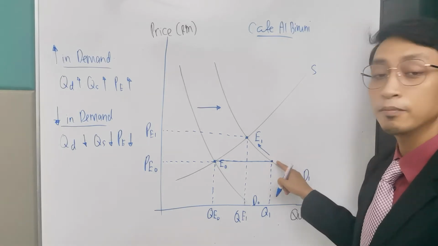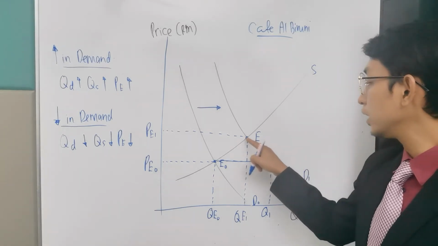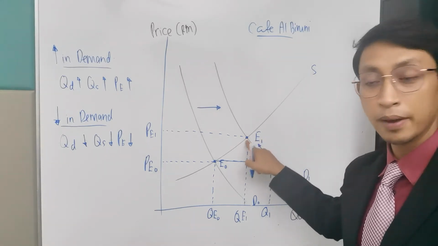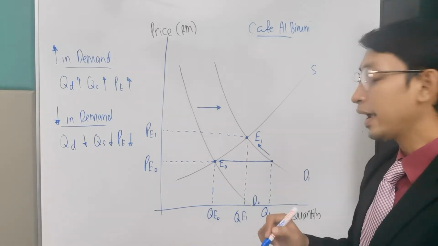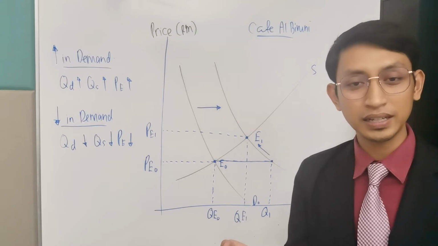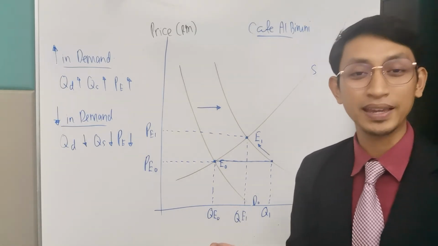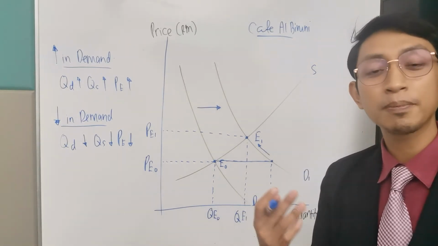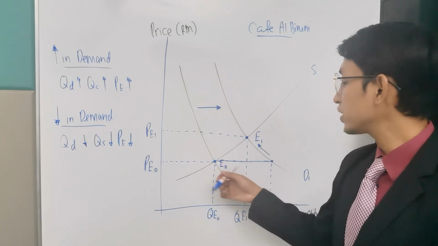Okay, so there will be a movement from one point to the next point on the same demand curve. Okay, and what happened to the supply? When the price increases, cafe operators in Mahala Al Biruni will be happy. They will supply more food.